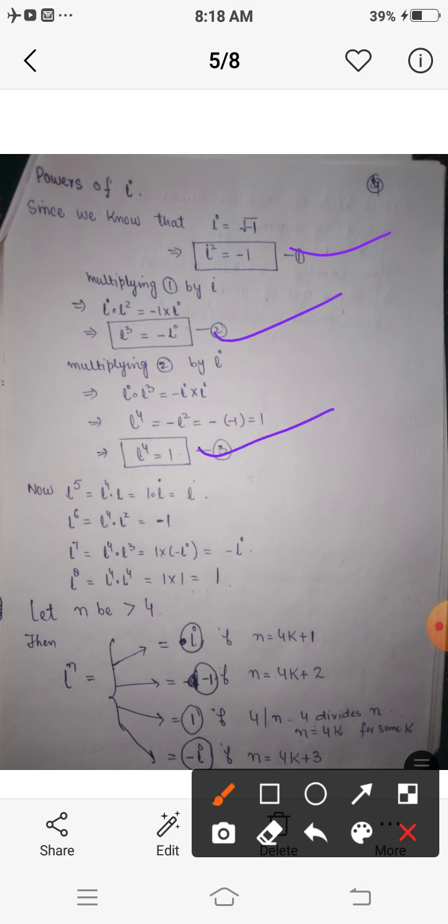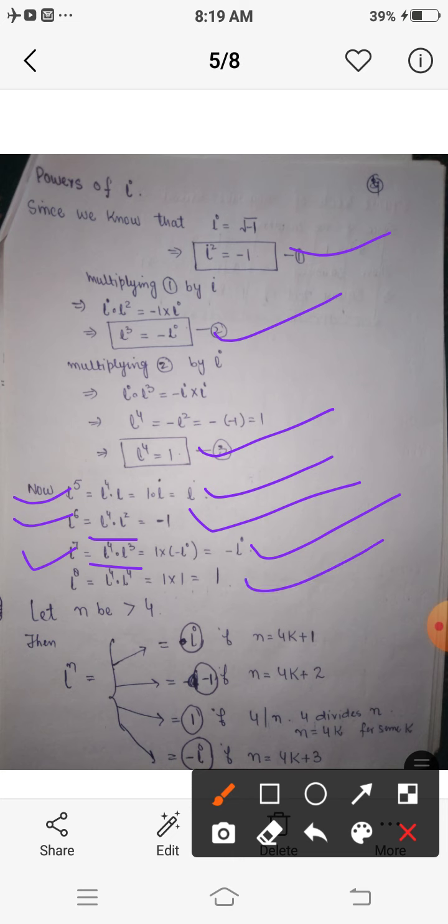Now similarly, if we have iota 5, it is simply iota 4 into iota, because when bases are same in multiplication, powers or exponents are added. Iota 4 is 1, so it is simply iota. Iota 6 is iota 4 into iota square. Iota 4 is 1, iota square is minus 1, so value is minus 1. Iota 7 is iota 4 into iota cube. Iota cube, we know it is minus iota, it is simply minus iota. And iota 8 is iota 4 into iota 4, that is 1.